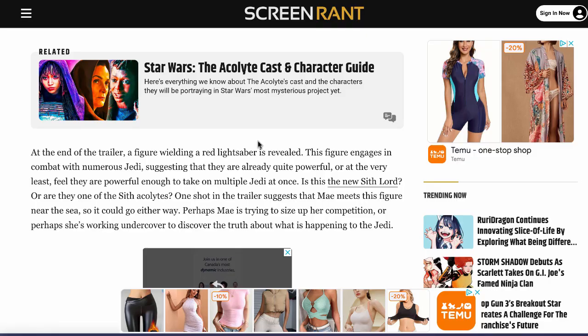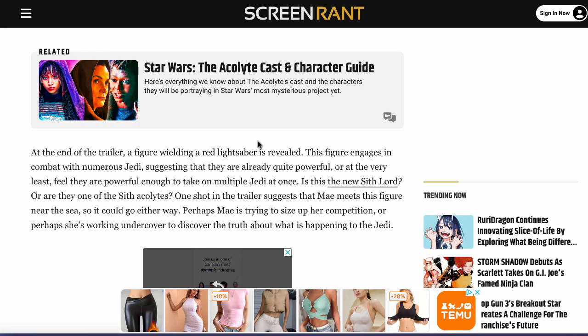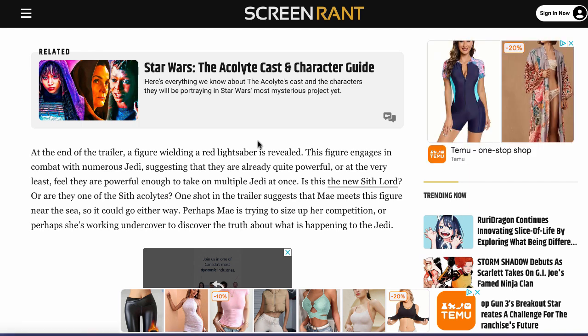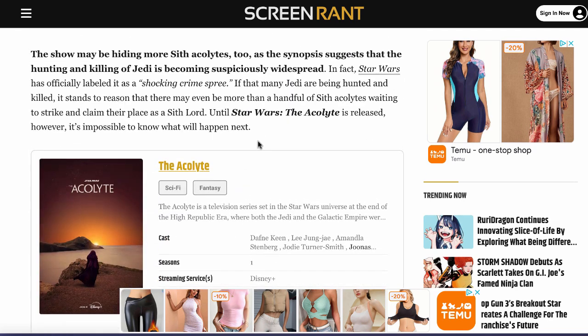Is this the new Sith Lord, or are they one of the Sith Acolytes? One shot in the trailer suggests that May meets this figure near the sea. So it could go either way. Perhaps May is trying to size up her competition, or perhaps she's working undercover to discover the truth about what is happening to the Jedi. That would be kind of cool.